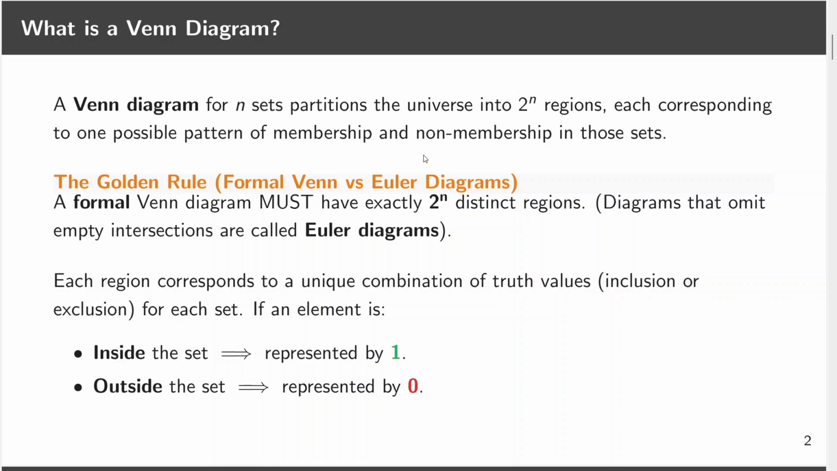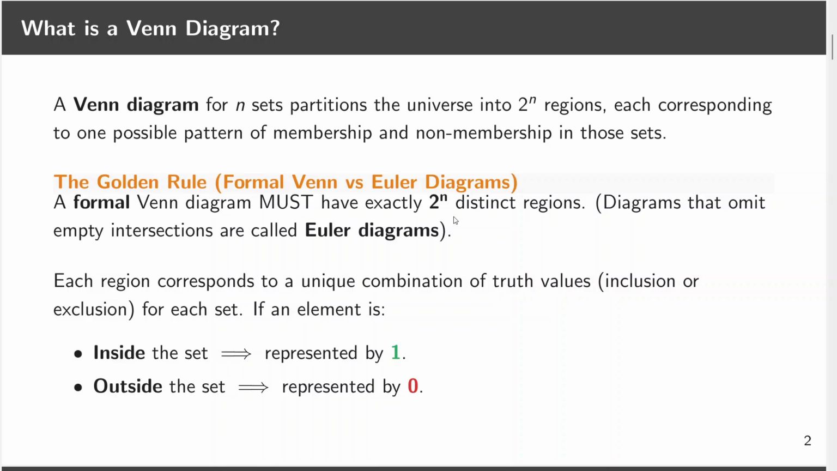Now there is something very important I need to tell you, and it comes with a name, the golden rule. The golden rule is this. A formal Venn diagram must have exactly 2 to the power of n distinct regions. Every single combination of membership and non-membership must be physically visible and present in the diagram. Even if a particular region turns out to be empty, meaning no actual elements live there, the region must still exist as a visible area. It must still be drawn.